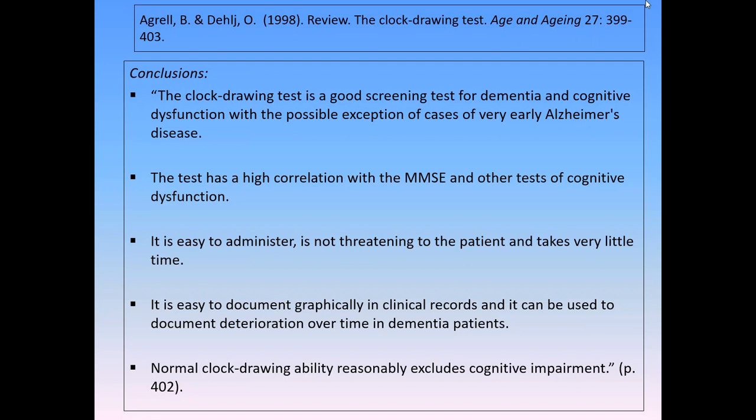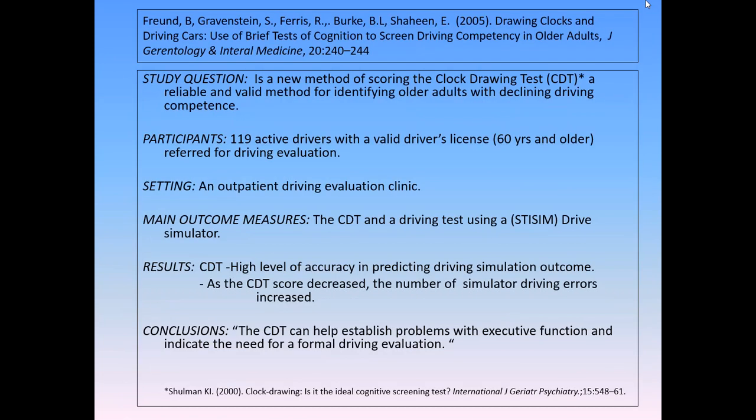It's easy to administer. It's not threatening to the patient. It takes very little time. It's easy to document graphically in clinical records. You just put the clock in there. And it can be used to document deterioration over time in dementia patients. And normal clock drawing ability, they said, reasonably excludes cognitive impairment. So abnormal clock drawing can reasonably include cognitive impairments.